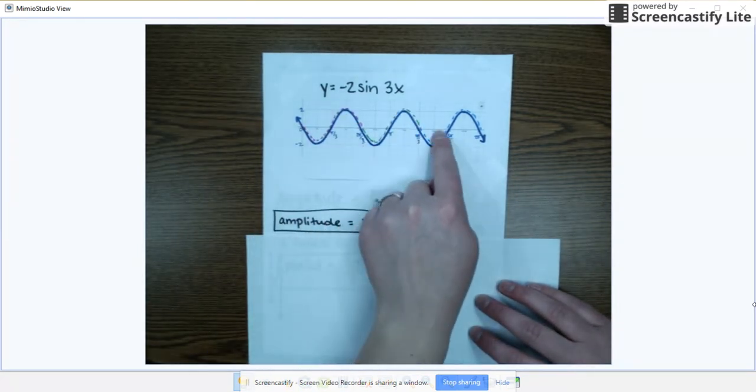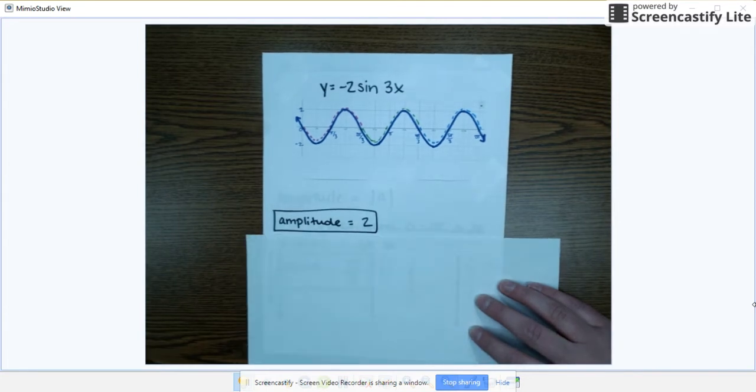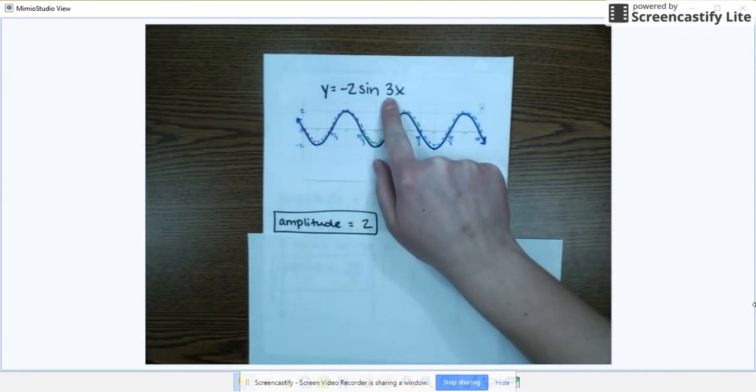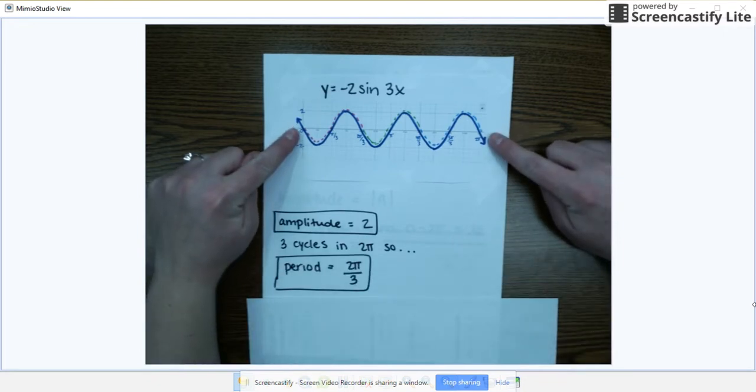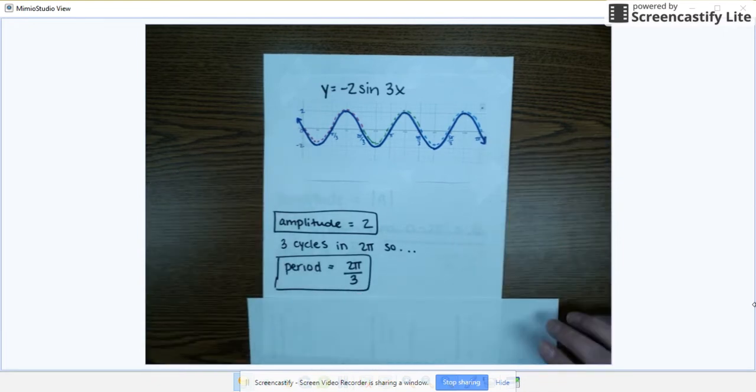I again dashed the different cycles. So there are 3 cycles, which corresponds to that number, meaning that your period takes this 0 to 2 pi and divides by how many cycles? So 2 pi thirds.